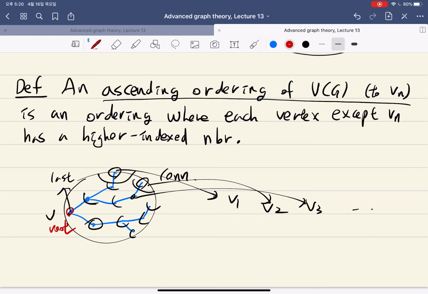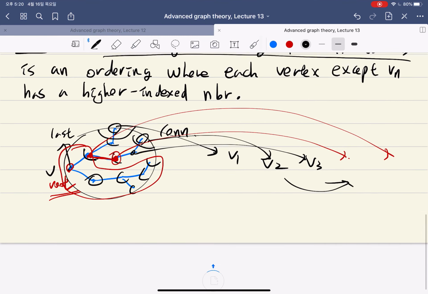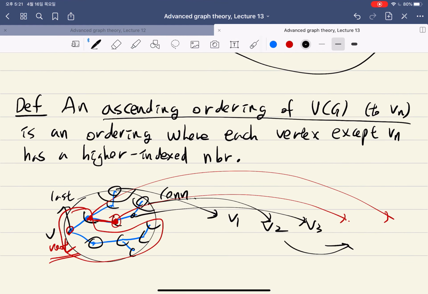Then, because of this spanning tree, every vertex has its parent, if you consider this spanning tree as a rooted spanning tree. At the moment of taking this, we have this spanning tree, and this vertex has a neighbor, and this neighbor must be coming after this vertex. So with this ordering, it's easy to check that every vertex has a neighbor with a higher index. So you can show that for every connected graph, you can find the ascending ordering.